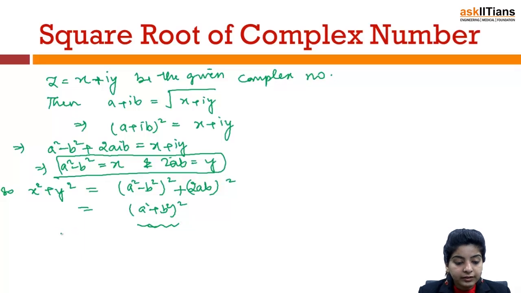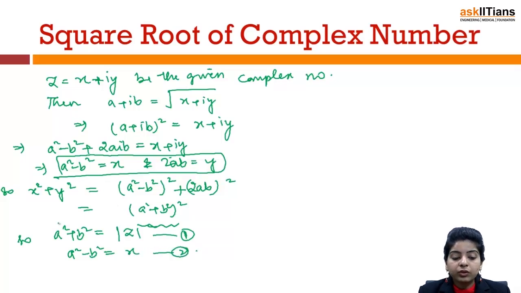Now this means a square plus b square can be written as mod z. This is my first equation, and a square minus b square we have already obtained here is x. So once I have got these two equations, I can simplify them to find out the values of a and b. So how do we proceed?